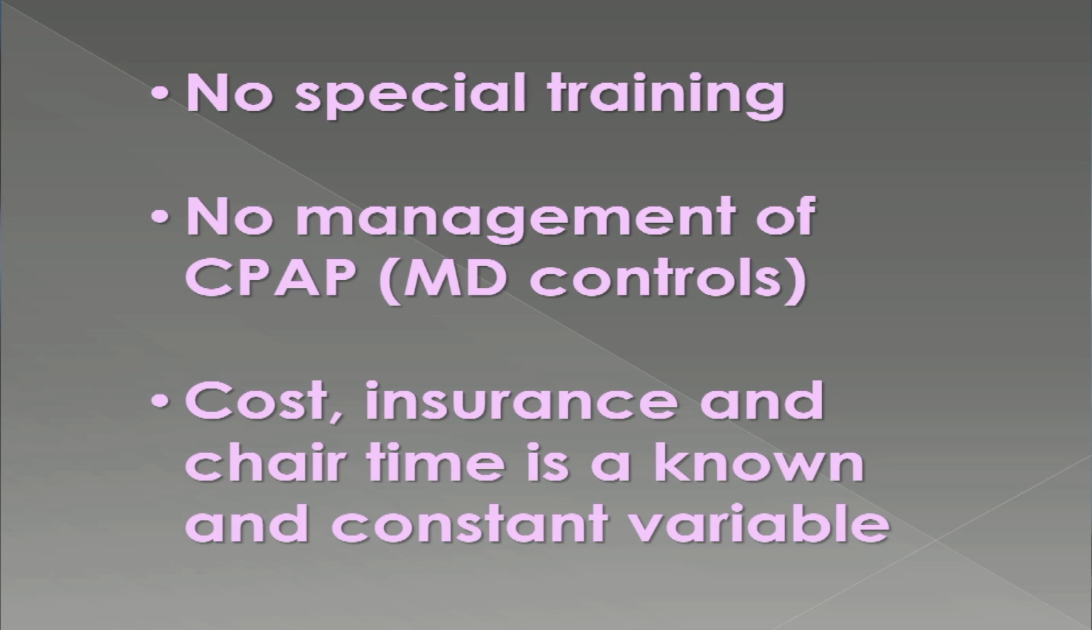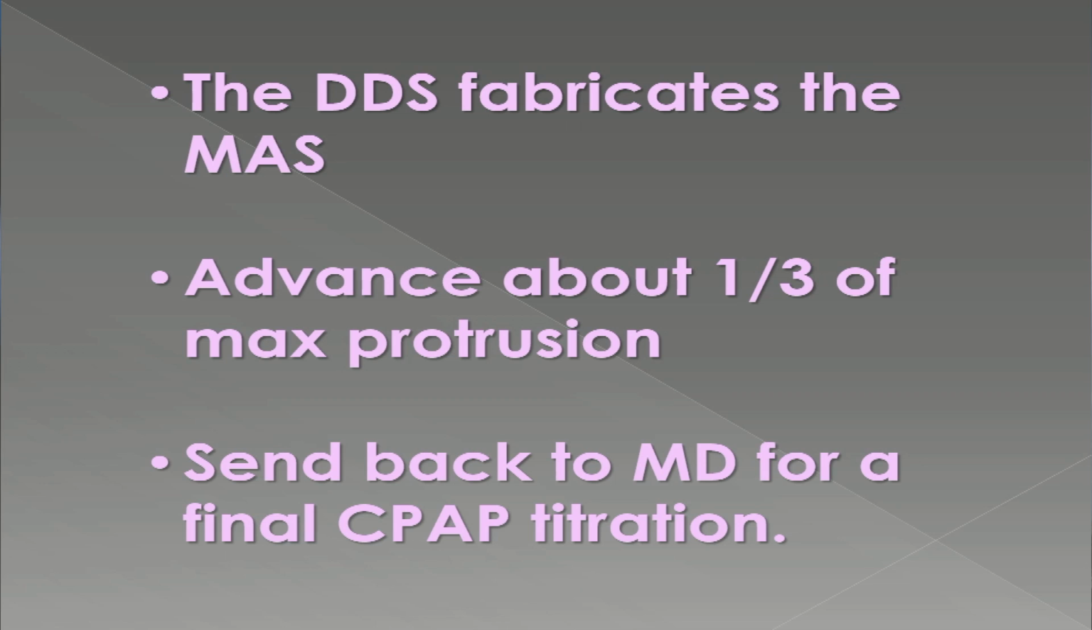The cost, insurance, you already know because you are already doing it with oral appliance. You're just charging them out for an oral appliance. However you're doing it now, you just keep doing it the same way. So the dentist would fabricate the MAS and the physician would then manage the CPAP machine. Like I said, bring in about 1/3 protrusion. I just say 2 or 3 millimeters. And then you have to send the patient back to the MD for a CPAP final titration, because remember those studies? Yeah, all the CPAP pressures went down.